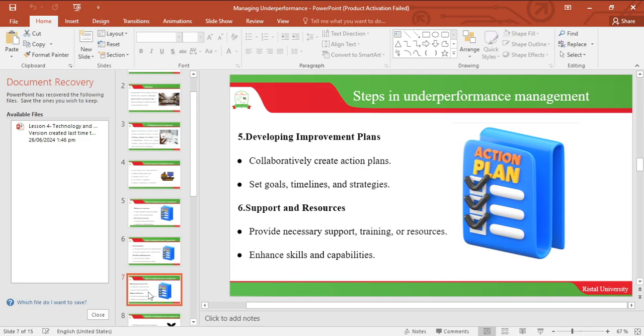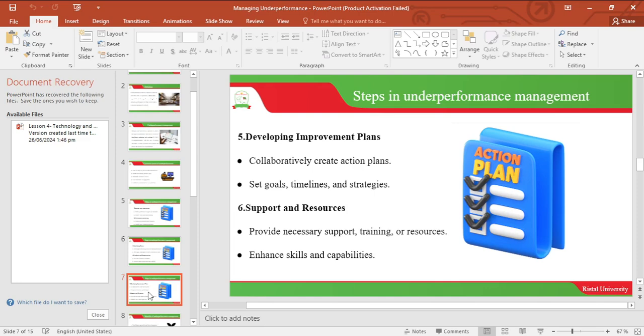Okay? Then you need to set goals and timelines and strategies. Okay? Timelines can be in terms of deadlines. This is what we're going to do from this period to this period. And it could be training, it could be capacity building, whatever you're going to offer to make sure that you bridge the gap is going to be explained clearly to the employees. That is the development plan.